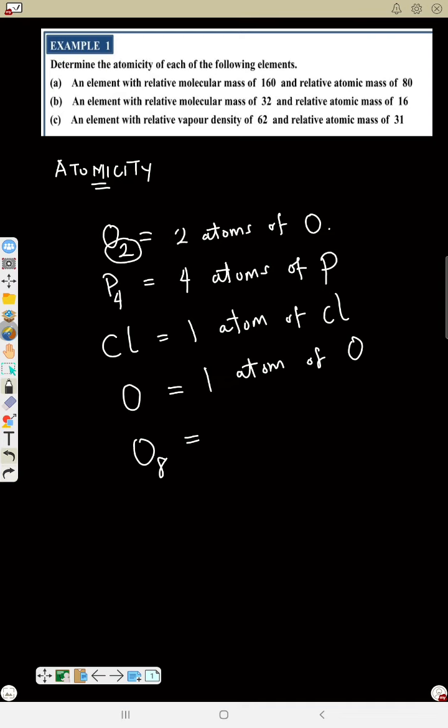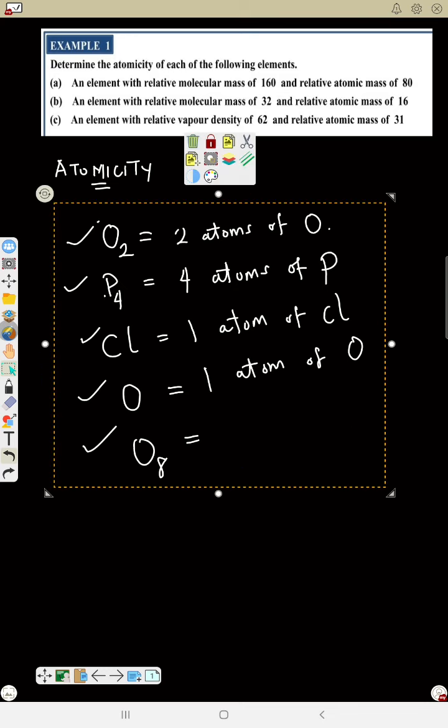So meaning that we are getting all these atoms, indirectly the atomicity of oxygen here is 2. Atomicity of phosphorus here is 4. Atomicity of chlorine here is 1. Atomicity of oxygen here is 1. Atomicity of oxygen here is 8. How do we get that? We just say the number of atoms present in one molecule of any element. So that is atomicity.